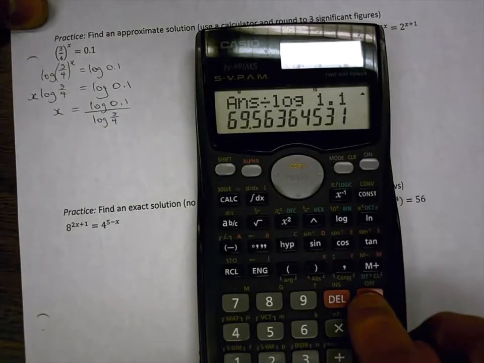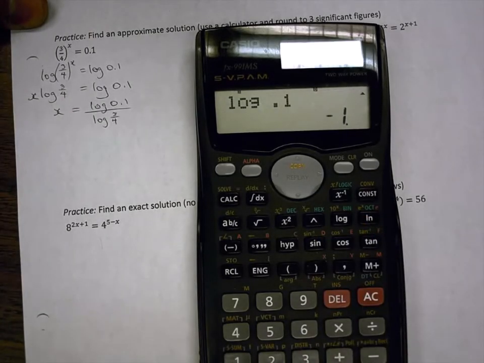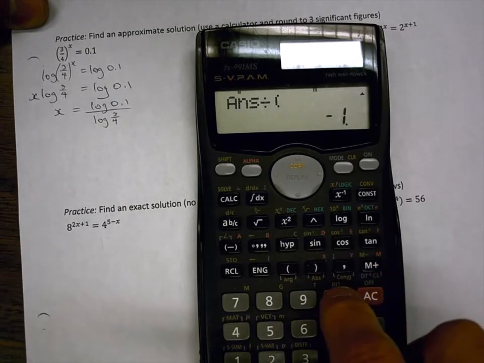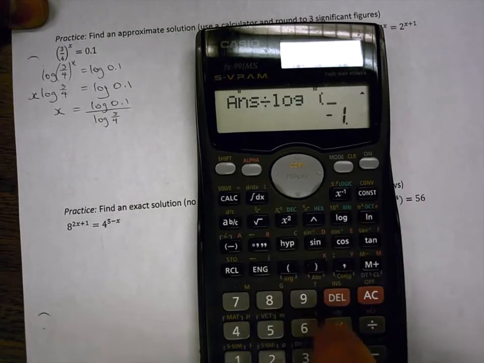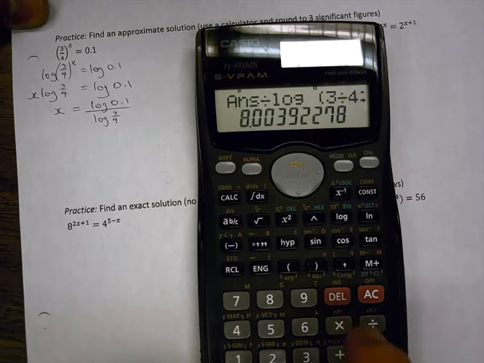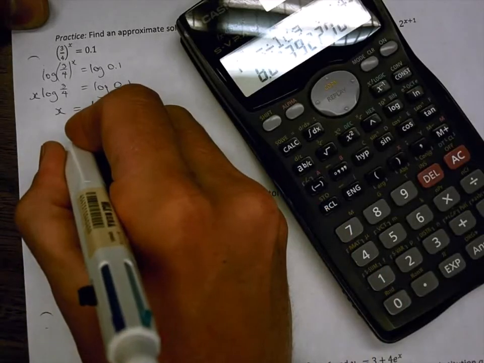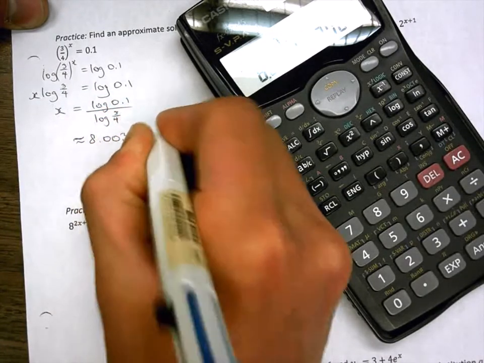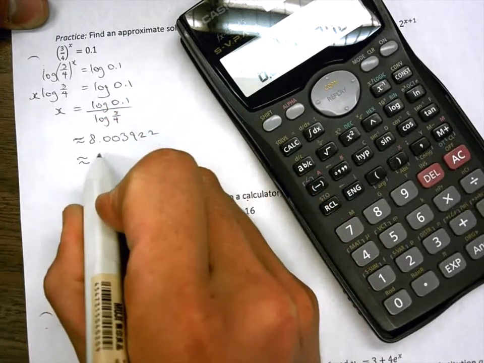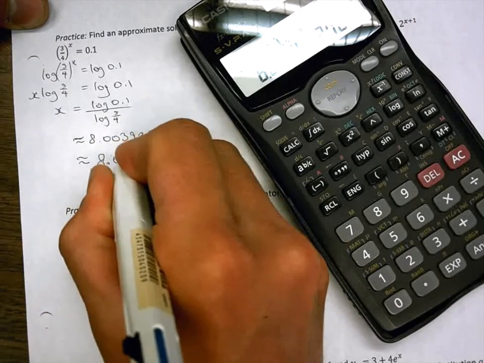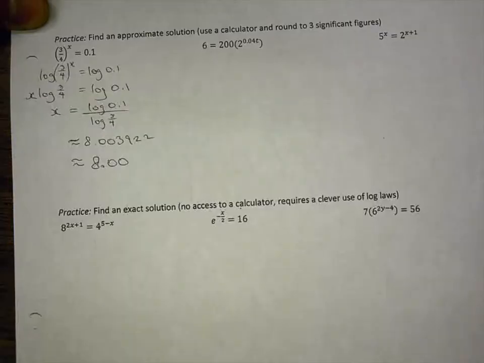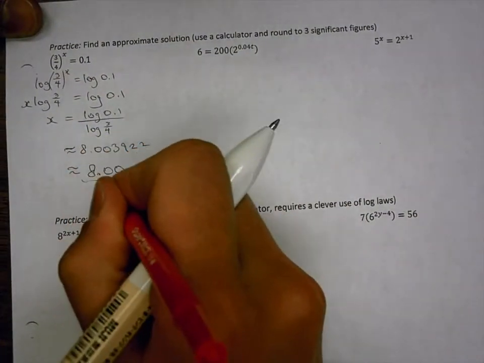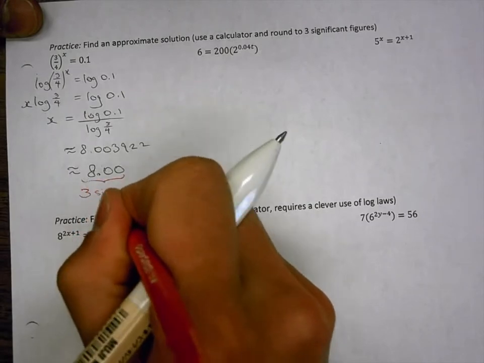And now I just type this into my calculator. So log 0.1, which should be a negative, divided by, actually, sorry, divided by log of bracket 3 divided by 4. And I get 8.003922. So if I round that to 3 sig figs, 8.00. Okay. Should I make a note here? I've never made a note before. 3 sig figs.